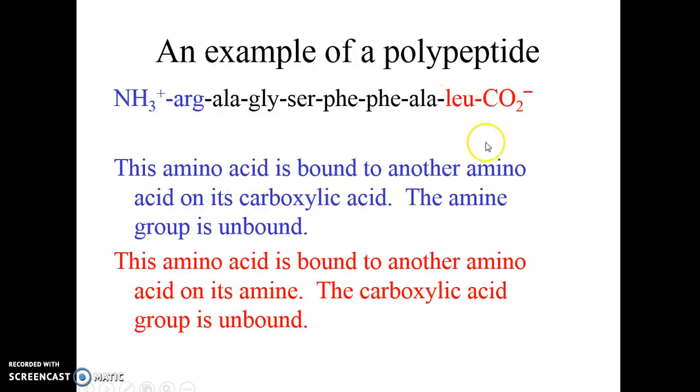So here's an example of an oligopeptide. It has 8 amino acids in it. The N terminal is arginine and the C terminal is leucine. Each amino acid is joined by a peptide bond here, here, here, here, and here, and here, and here. The amino acids in it are arginine, alanine, glycine, serine, phenylalanine, phenylalanine, alanine, and leucine.